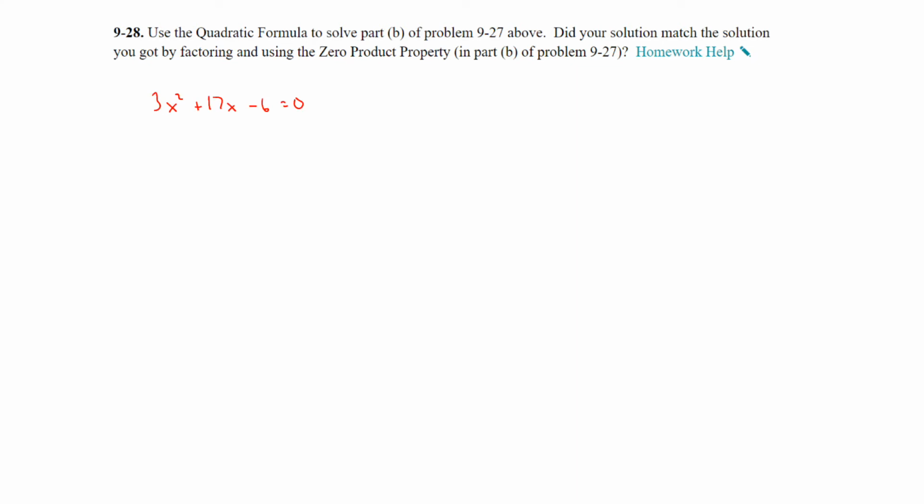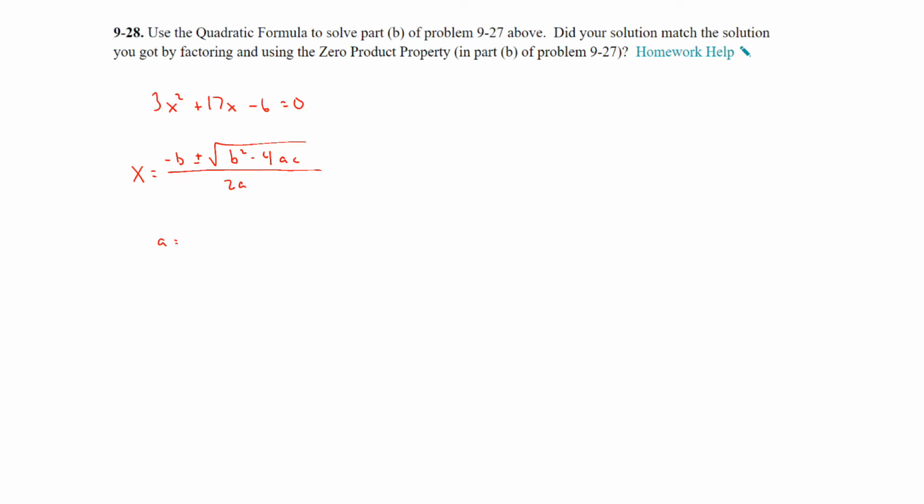Alright, so on this one we're going to use the quadratic formula. As a reminder, the quadratic formula is x equals the opposite of b plus or minus the square root of b squared minus 4 times a times c, and then that whole thing is divided by 2 times a.